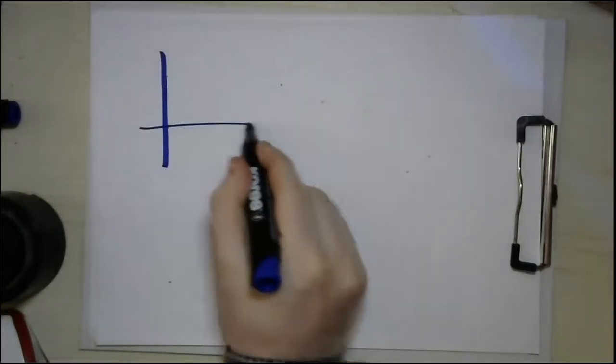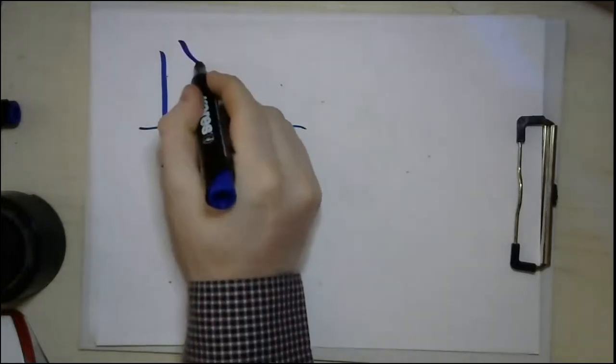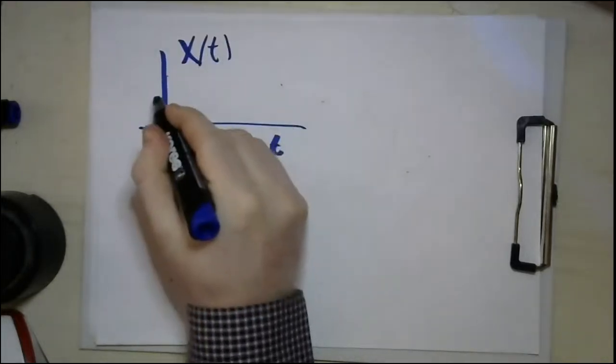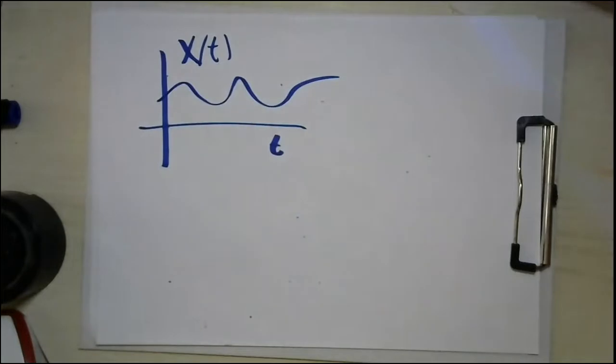So, generally, whenever we have a signal, this is t and this is x of t, whenever we have any signal like that, a random signal in the time domain, we call it an analog signal.